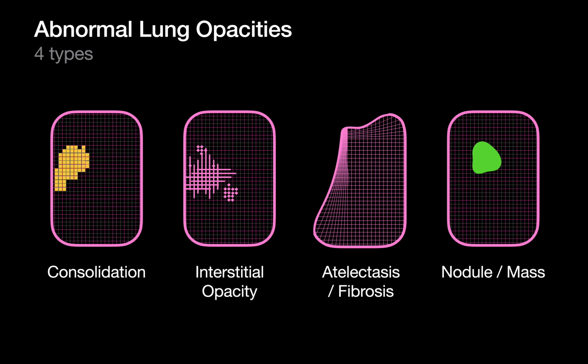So, when lung appears abnormally opaque, ask yourself, am I looking at consolidation, interstitial opacity, atelectasis or fibrosis, or nodule or mass? 4 possibilities. Now, real diseases can combine them. 2 mechanisms can happen together, sometimes even 3, but that's okay because now you have an approach to making the lung thinkable. Instead of treating every opacity as a completely new problem, we can start with 4 basic possibilities. And 4 is pretty manageable.